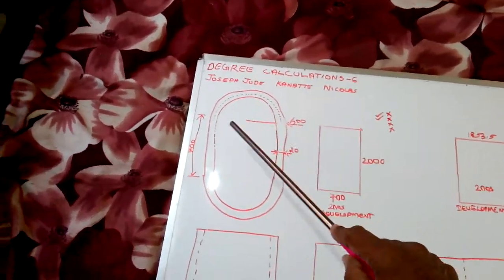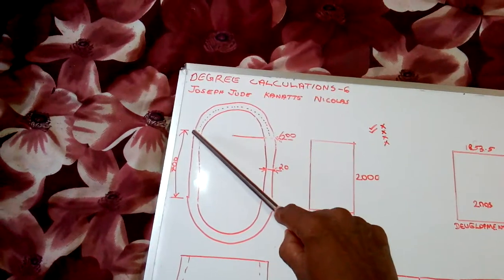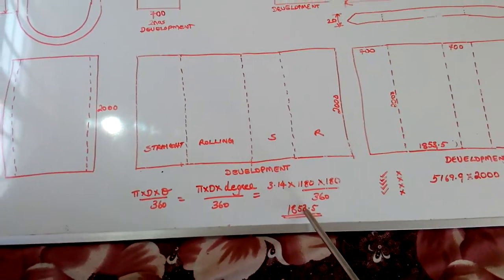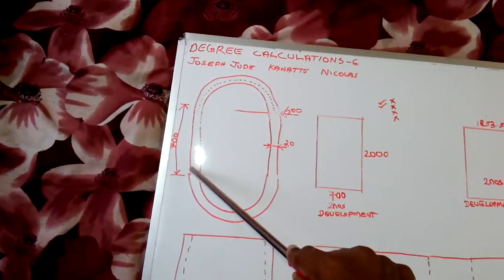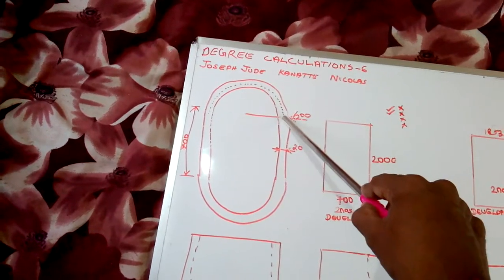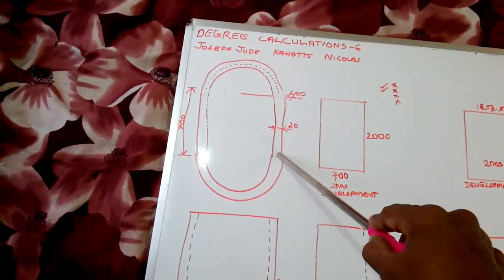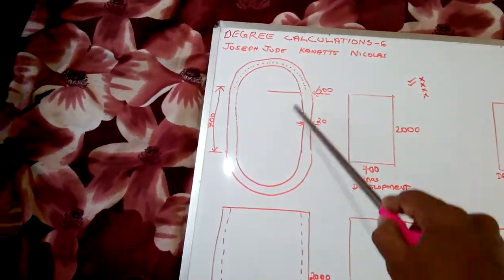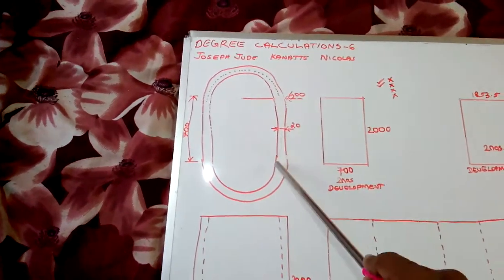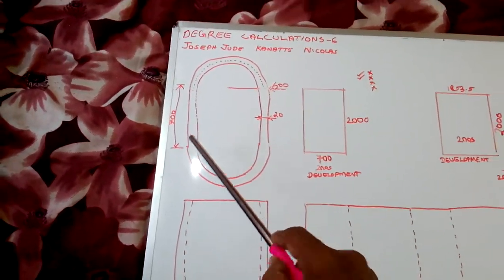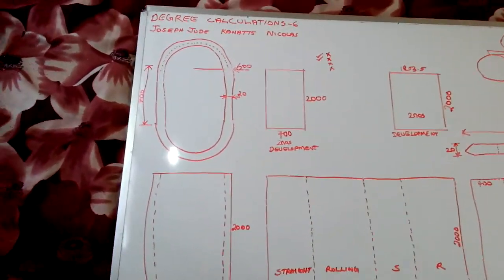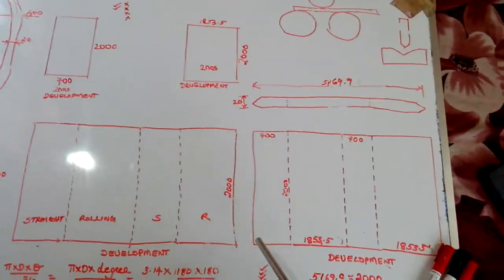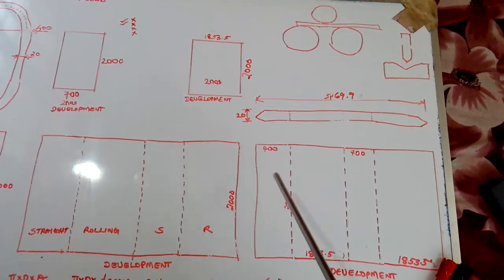Okay, then recognize the perimeter from here to here is 1853.5. So we got this measurement 700. We got this measurement also, 1853.5. This measurement also we have now got, because both are half rounds. If this one is 1853.5, this one also will be 1853.5. So we can put all these measurements in our pattern development. In pattern development, first we put the measurement from here to here, which is 700.